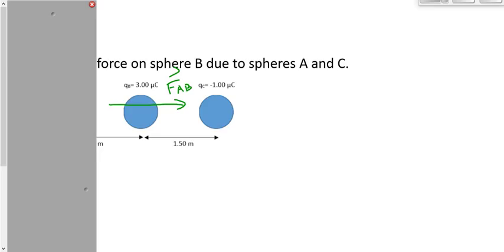Are C and B going to attract each other or repel? They're going to attract because they're unlike charges, opposite charges. So that means that B will be pulled towards C, right? If this is C and this is B, look at my hands here. B and C are pulled towards each other. So B gets pulled to the right as a result of C. FCB is to the right.